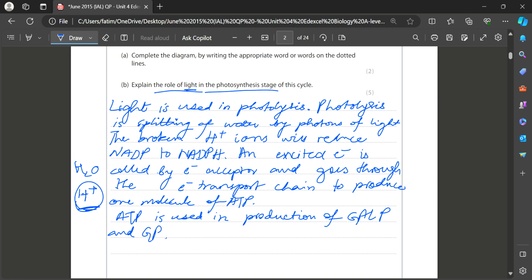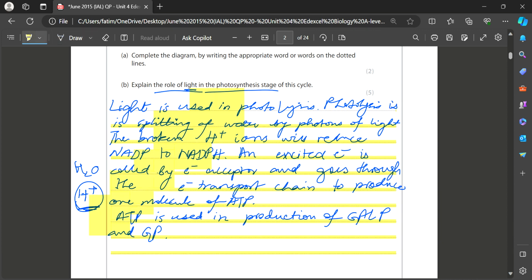Okay, so over here, the marks that we're getting, first of all, is explaining, oh shoot, I forgot about photolysis. The mark we get is explaining what photolysis is, the splitting of water, and light is used in photolysis. Then we get one mark for saying that it reduces NADP to NADPH, the H plus ion, and that's one mark over here.